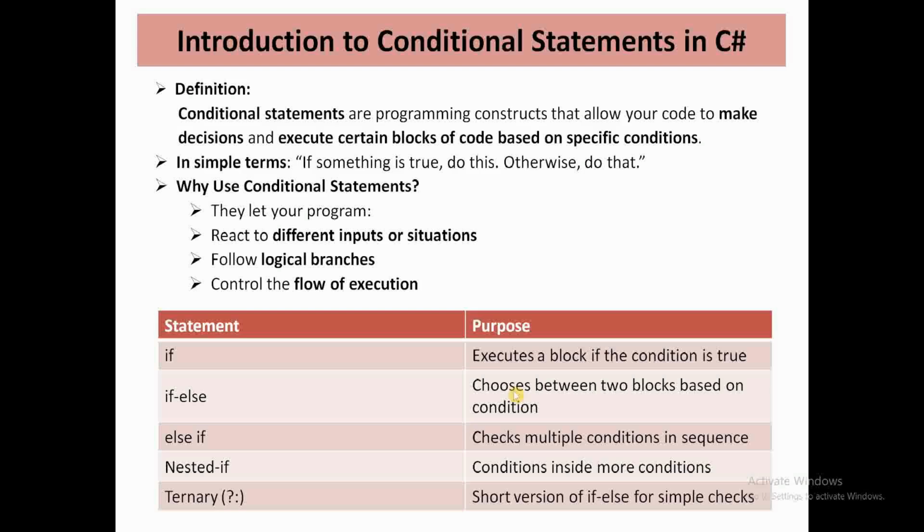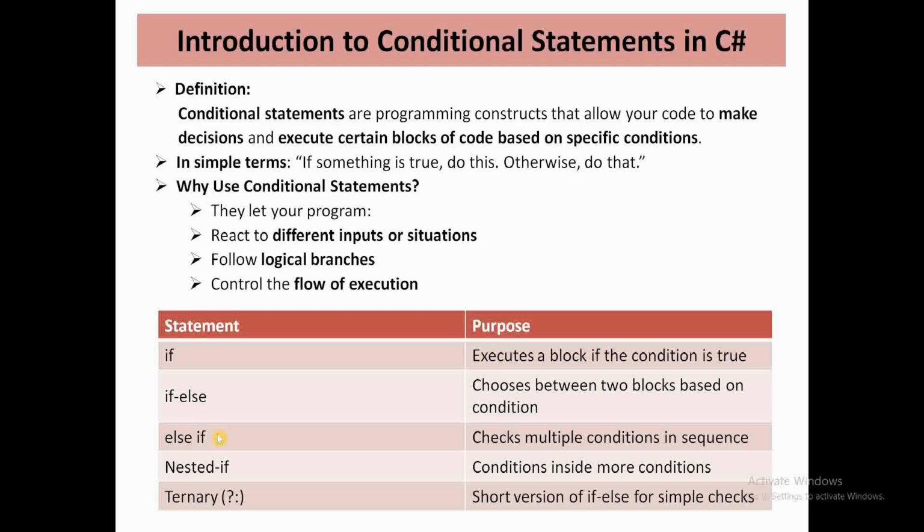Here are some statements with their purpose. First one is the if condition. If we provide a condition in an if block and it is true, then it will execute that if block code, otherwise it will move on to other code. Second one, we have the if else statement. Suppose we have two conditions, two possibilities. So we can write logic in our if block or in the else block. If the condition is satisfied, then it will execute that code, otherwise it will move to the else block.